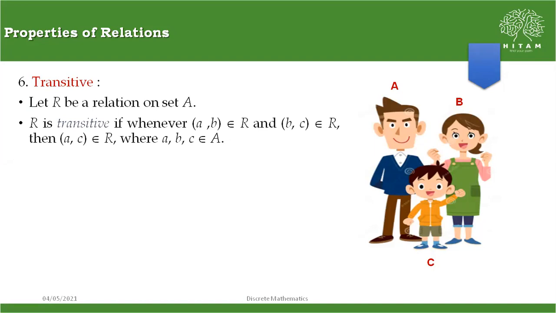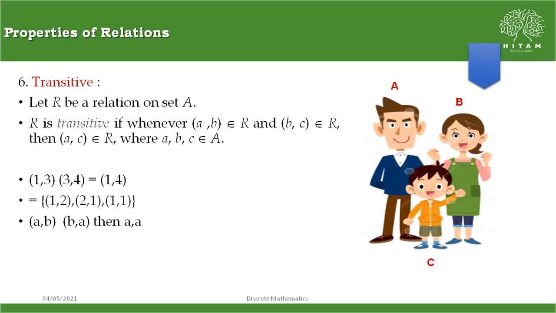So that type of property we can say is a transitive relation. A simple example: if (1,3) and (3,4), then (1,4). See that here (1,2), (2,1), then simply we want to say it is (1,1). See another example: if (A,B) and (B,A), then (A,A).